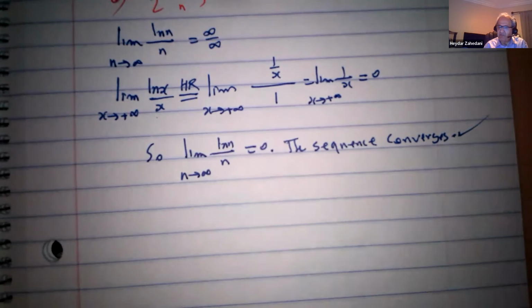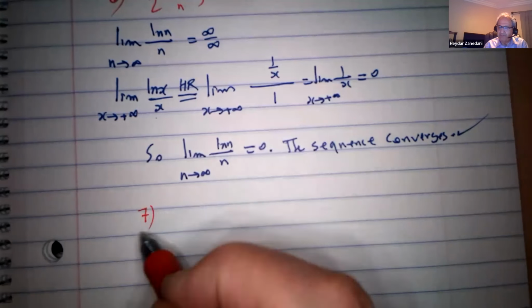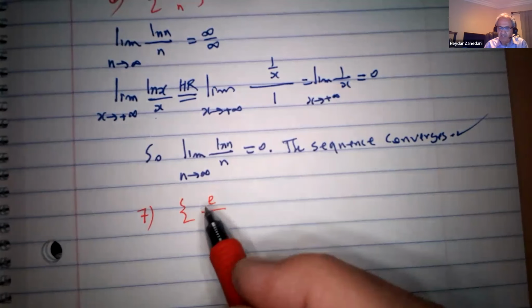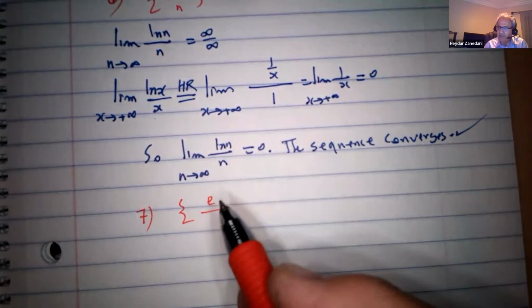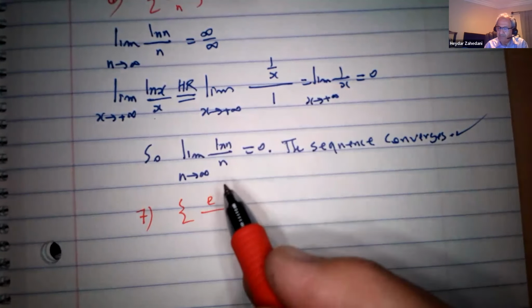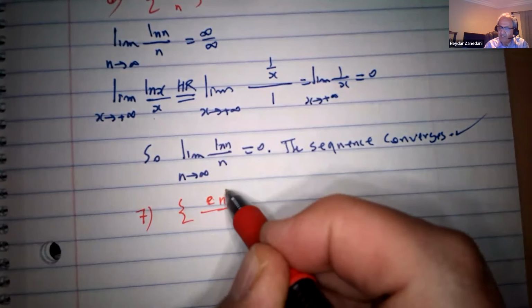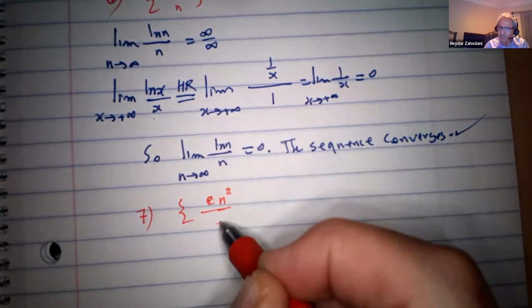I can give you another one. You see, we did this one before. If you have an e to the n, to have something nice, suppose this is the one we did. For example, n squared e to the n.